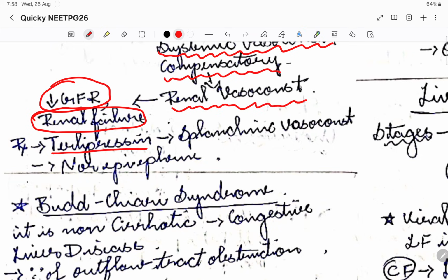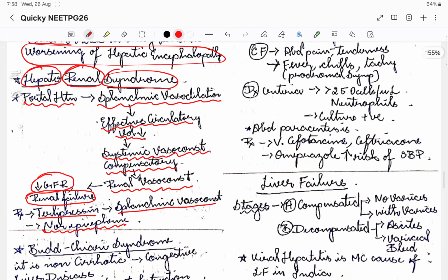The reason we are giving terlipressin is to increase the splanchnic vasoconstriction, so that there will be no loss of volume into the peritoneum, and there will be a normal amount of volume in the systemic circulation, so that there won't be RAS pathway activation. Okay, and also we'll be giving norepinephrine, to deal with the vasodilation that has happened. So this is the thing with respect to hepatorenal syndrome.